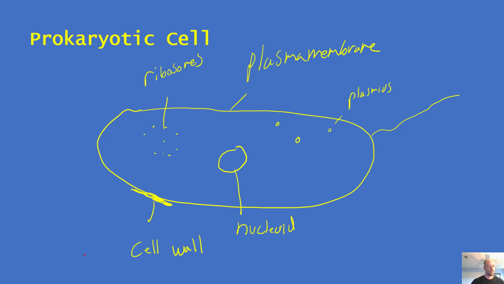So in the next video, we're going to pick up from there and we're going to look at what we would find in a eukaryotic cell, and more specifically what we would find in a plant cell and an animal cell.